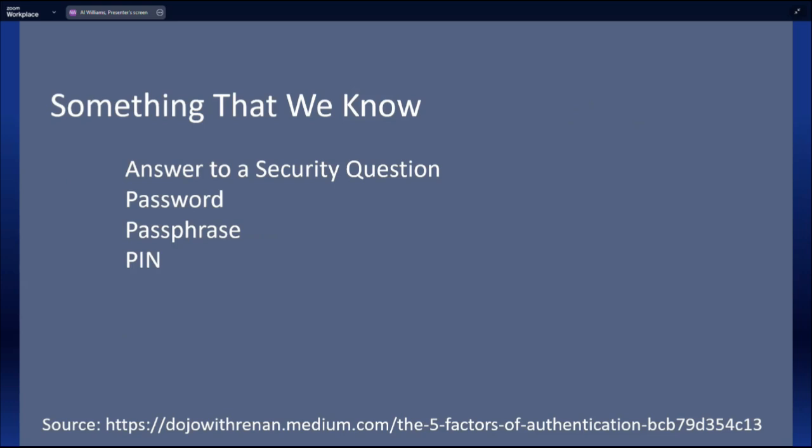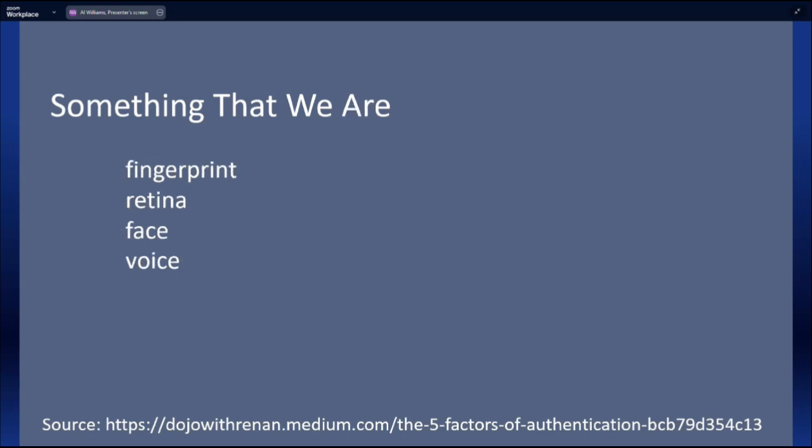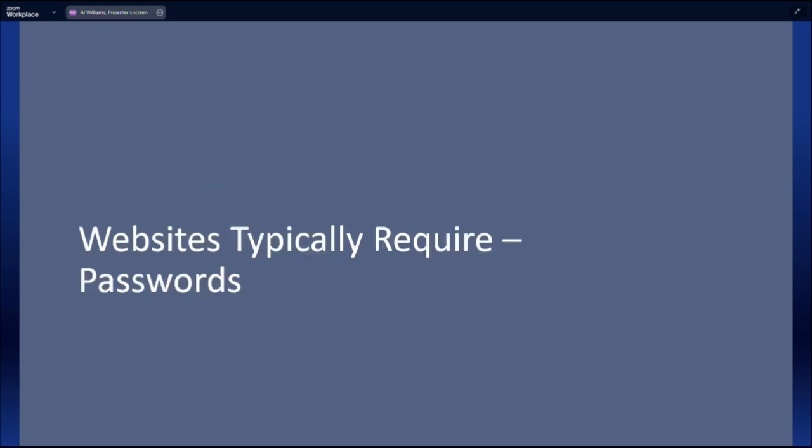When it comes to something we know, some typical answers are an answer to a security question, a password, a passphrase, or a PIN. Something that we have would be a cell phone, a software authenticator, or a security key. Something that we are is a fingerprint, retina scan, a face or facial ID, and our voice. So if we use something that we know as an authenticator, websites typically require passwords. That's been the default for years.